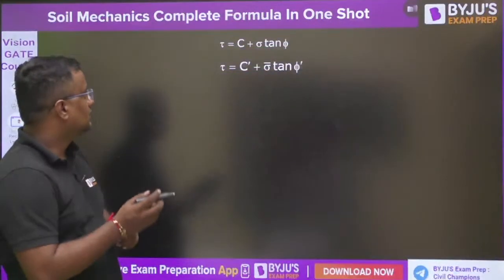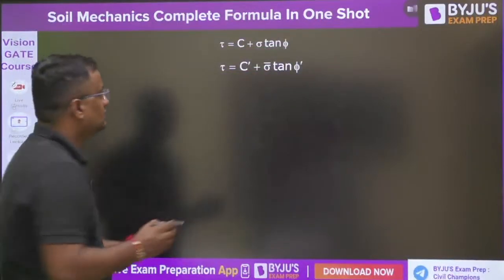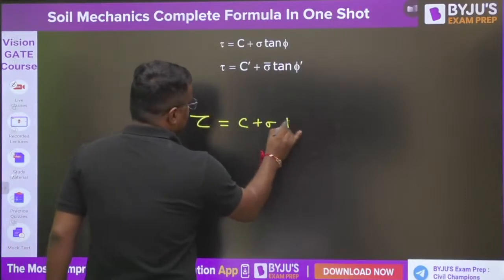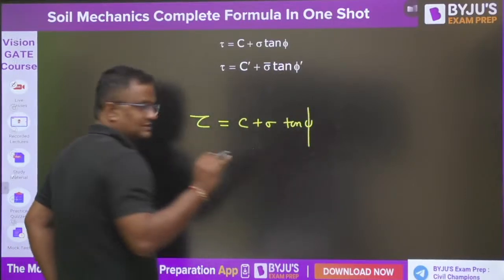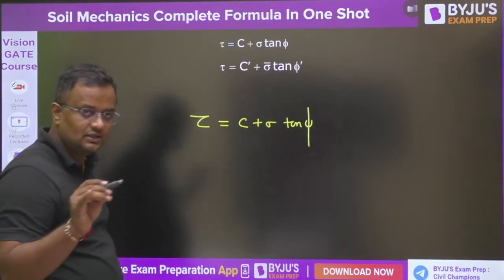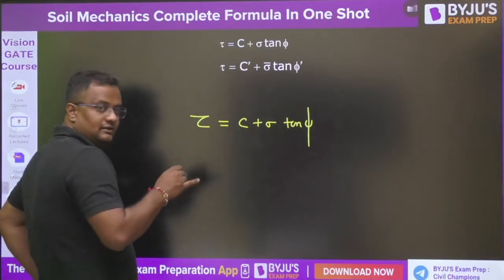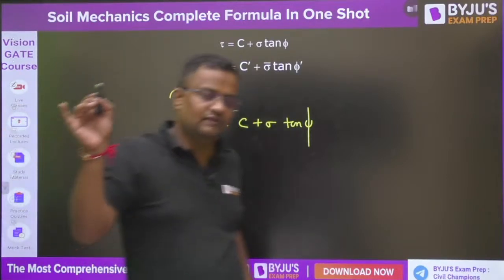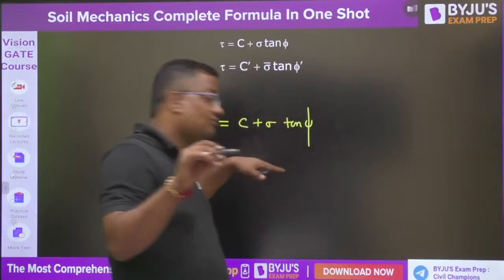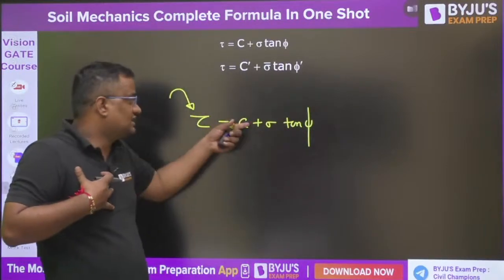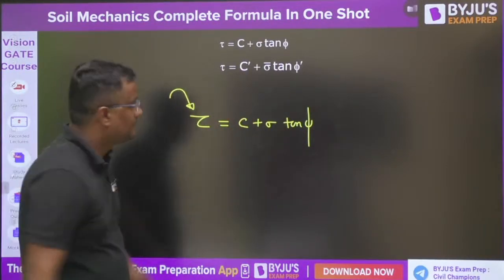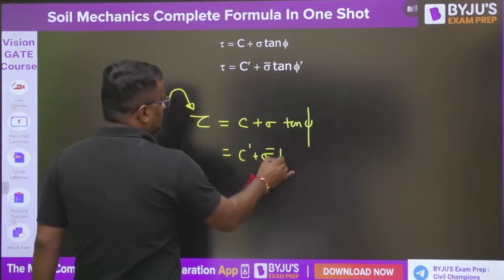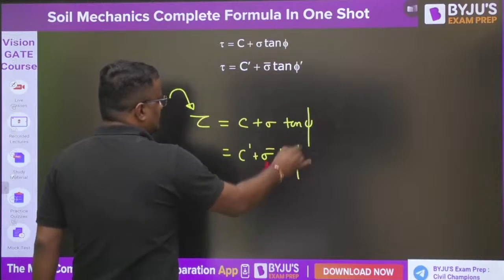Now, guys, the shear strength of a soil is given by C plus sigma tan phi. C is the cohesion, sigma is the vertical stress on the layer at which we are finding the shear strength. Shear strength at different layers of soil will be different. So whatever layer we want to find the shear strength, the sigma should be on that layer, and tan phi. And when we are using the effective stress parameters, then we call it C dash and phi dash.